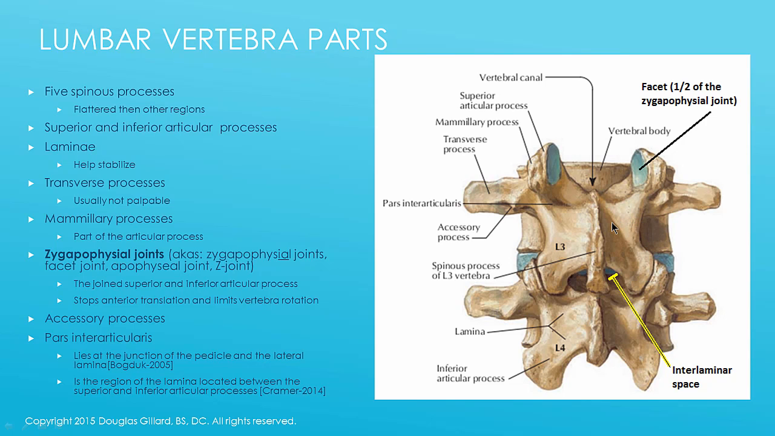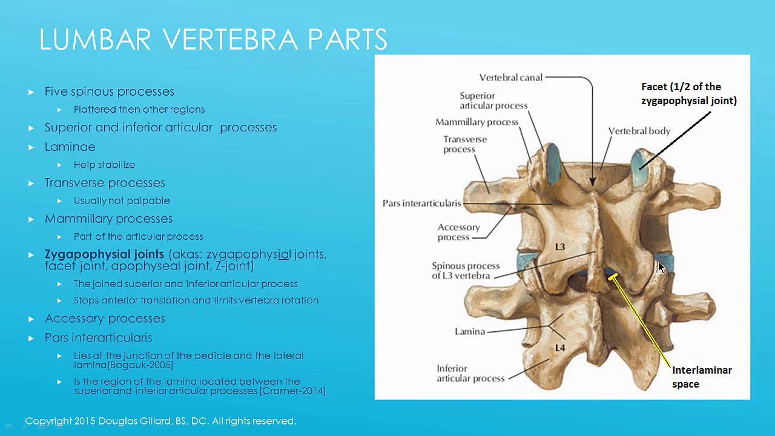The articular pillars are made up of a superior articular process, which is all of this. Superior articular process. Inferior articular process is below here. At the very top inner part of the superior articular process, you have the facet. This is the facet of the superior articular process. Here's the superior articular process here. The facet we can't see because it meets with the facet of the inferior articular process.